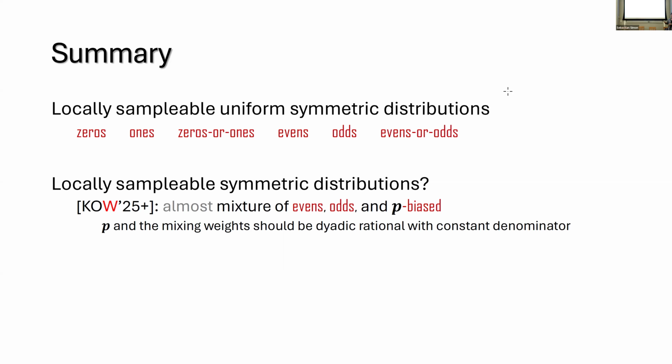This is the classification result. If you can sample a symmetric distribution using a local function, then your distribution is close to a mixture of these 3 special distributions, where this additional constraint needs to be satisfied. On the other hand, if you have such a distribution, you can generate it.